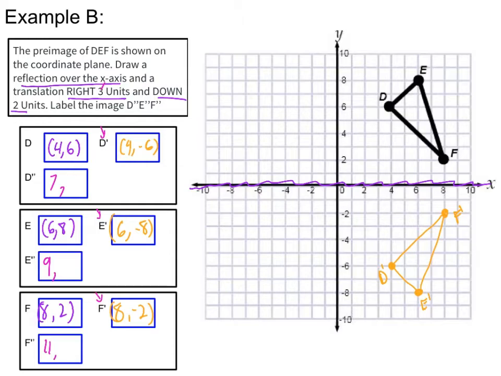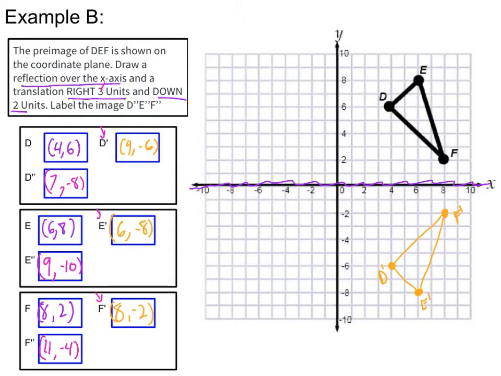The next thing that we're going to be doing is going down 2 units. So we know that's going to be minus 2. Again, we need to be doing that to our prime points. So negative 6 minus 2 is going to be negative 8. Negative 8 minus 2, negative 10. And then negative 2 minus 2 is negative 4. So now that we have all our points, we can attempt to graph them on our coordinate plane.